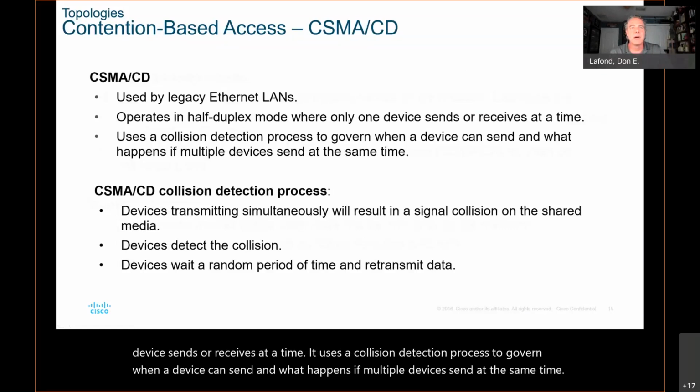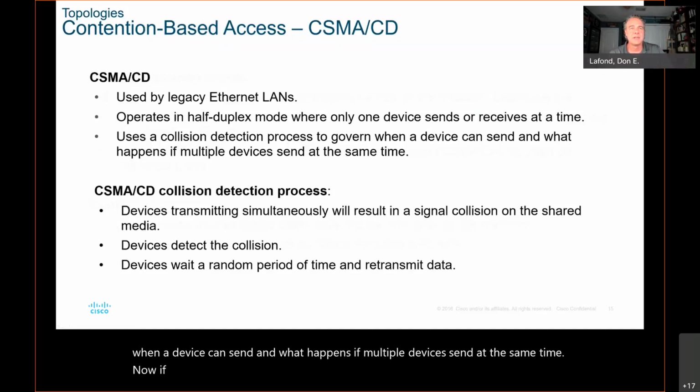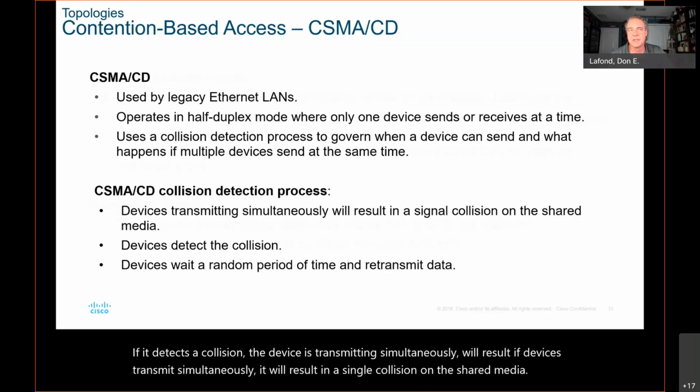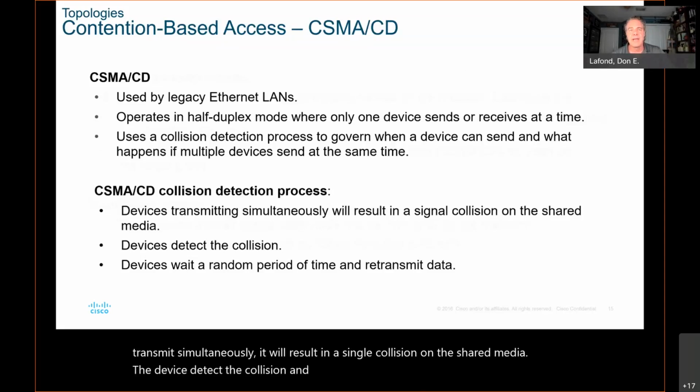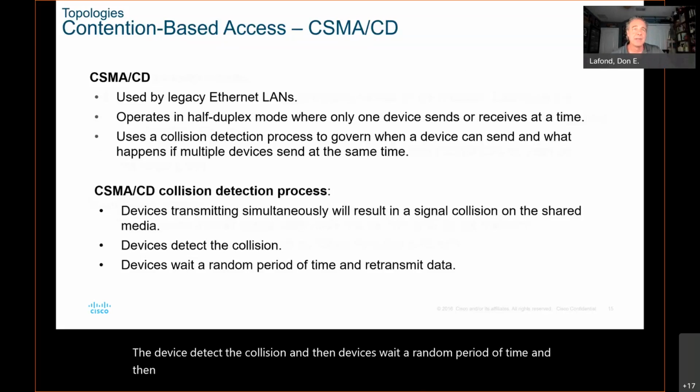Now, if devices transmit simultaneously, it will result in a single collision on the shared media. The device detects the collision, and then devices wait a random period of time and then retransmit. If they just happen to pick the same random time a second time, then they just pick another random time and then they transmit again.